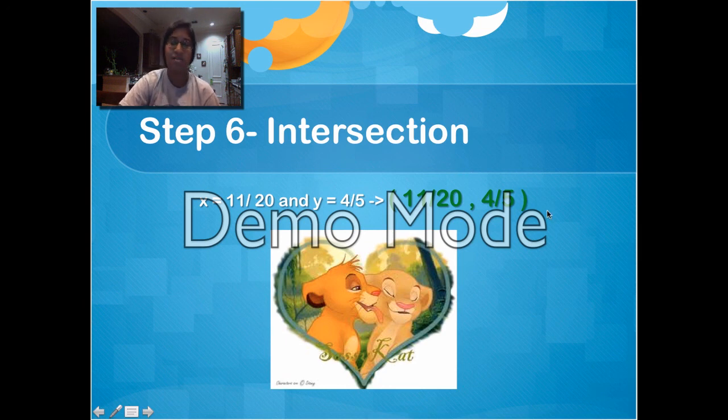So now that we have both the x-coordinate and the y-coordinate, we can find the exact coordinates of the intersection of Simba and Nala, and that's going to be 11/20 as x and 4/5 as y. And so Simba and Nala are reunited, best friends, and that's about it. We found our point coordinate, and that's the answer. The end.